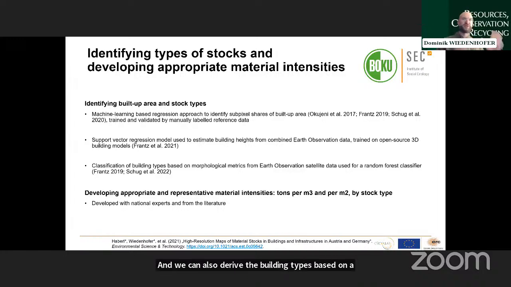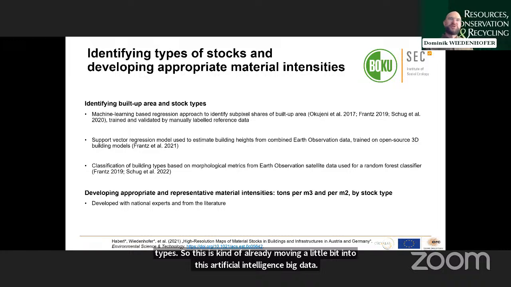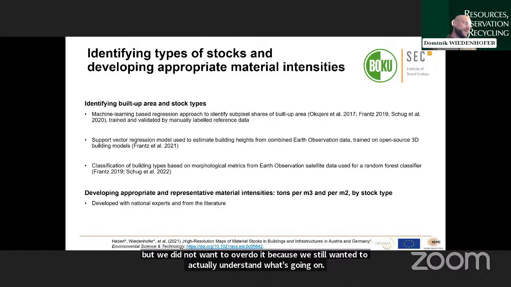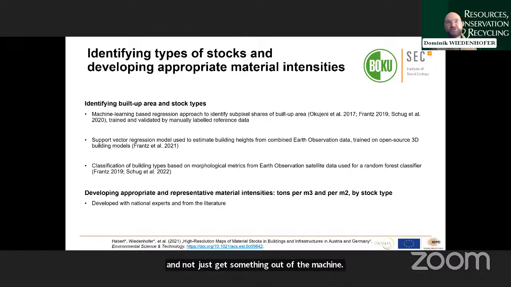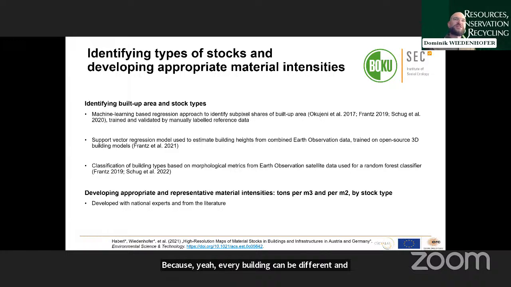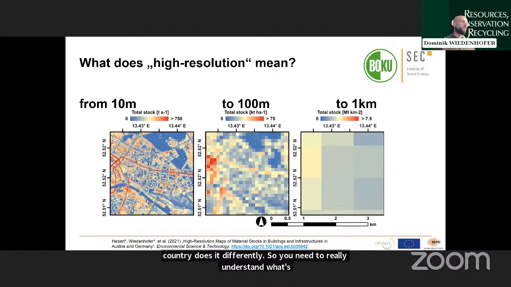So this is already moving a little bit into this artificial intelligence, big data space, but we did not want to overdo it, because we still wanted to actually understand what's going on and not just get something out of the machine. And as every country, every region is a little bit different, in most cases we actually collaborate with national experts. Because every building can be different and every country does it differently. So you need to really understand what type of buildings are there and how they are constructed.